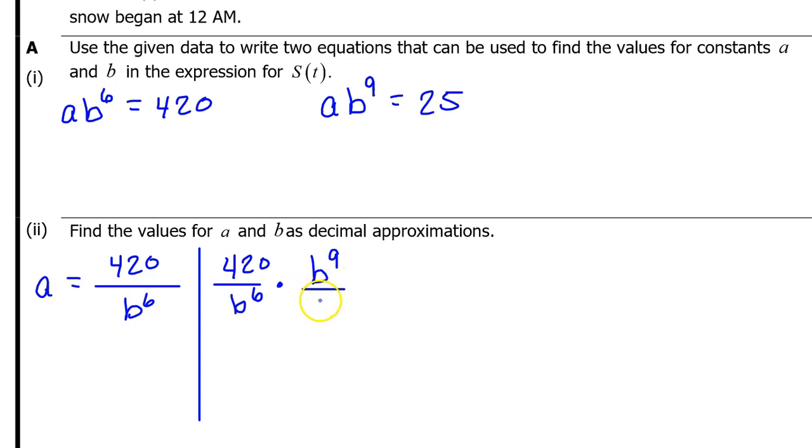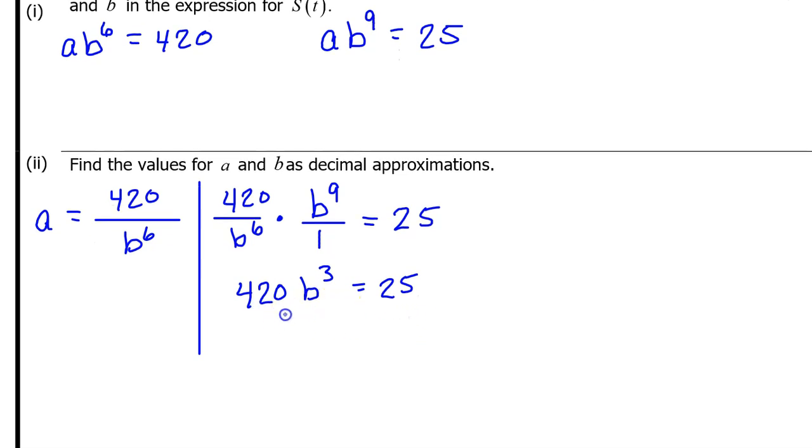I'm going to write it as b to the 9th over 1, just to make it clear that this is in the numerator while these b's are in the denominator. This is all equal to 25. On the next step, the 6 b's in the denominator will cancel out 6 of the b's in the numerator, leaving behind 3 b's. So on the next step, we have 420 b to the 3rd power is equal to 25.